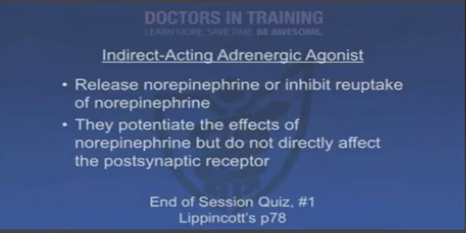First one, how do indirect acting adrenergic agonists differ from direct acting agonists? It's in the name itself, indirect. So the indirect acting adrenergic agonists will either release norepinephrine while it's being stored, or they will inhibit the reuptake of norepinephrine or other catecholamines. So they potentiate the effects of norepinephrine, but they don't directly affect the postsynaptic receptor themselves. So they're just allowing those catecholamines to work better or have them get released at higher concentrations.